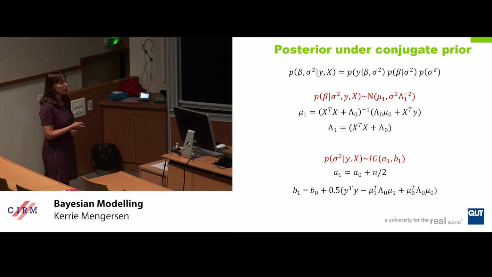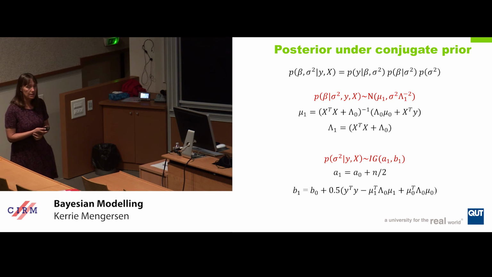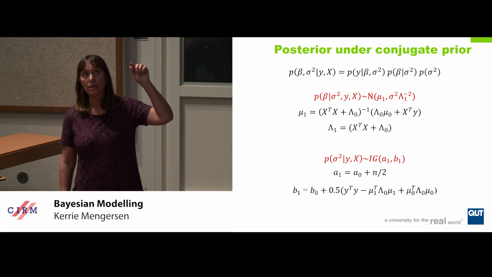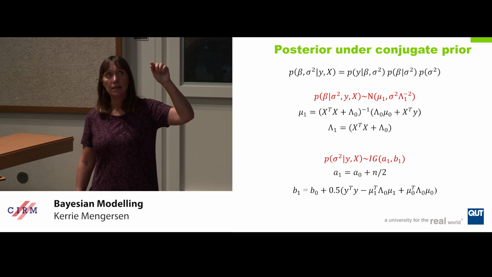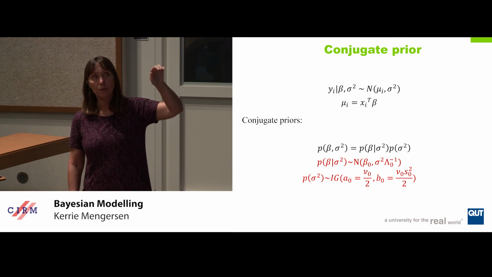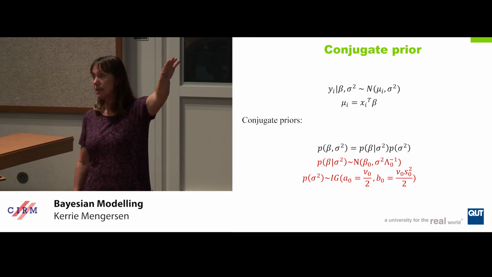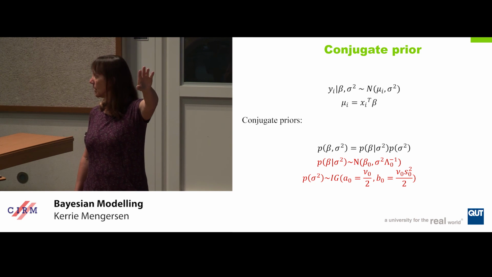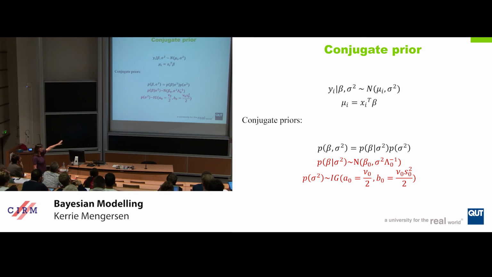So when we do that, then we get a posterior distribution, which again is going to be this combination of our data and our prior. So our posterior distribution for beta, if you look at the first red line there, is going to be a normal distribution. Remember that we started with a prior distribution for beta, which is a normal with a mean of beta naught, okay, and a variance given by the term there. So keep that in mind.